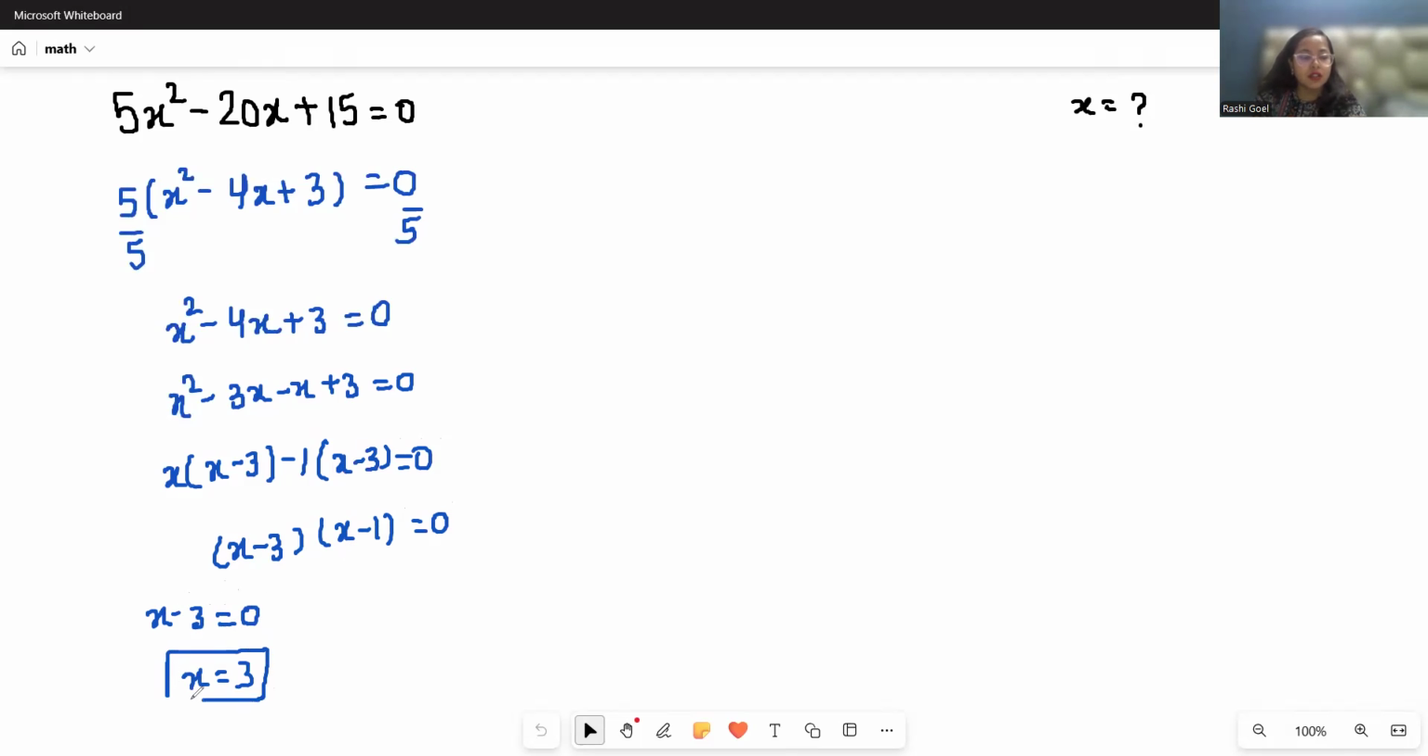So if x minus 3 equals 0, x equals 3, and x minus 1 equals 0, x equals 1. These are the two values of x.